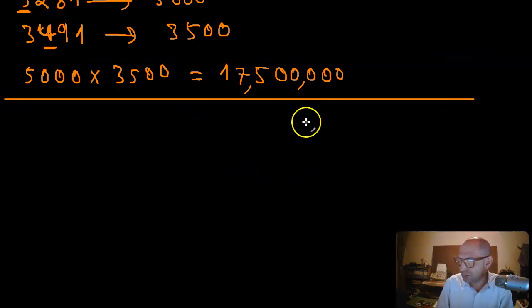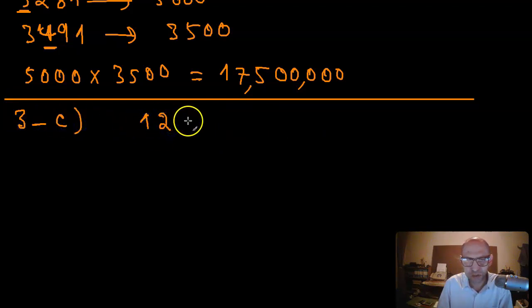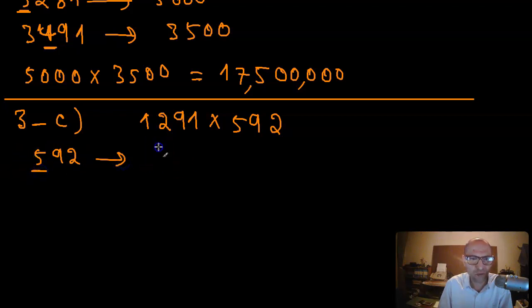So part C of this question, that's 3 part C, which is 1,291 times 592. Now you see this number, if I wrote it as 600, meaning 592 rounded to the hundreds place value, I'm not going to make much change to the value of the number. And still, the calculation becomes very easy, right? Because rounding to the hundreds place value, because of the 9, you have to round up, which means that the 5 becomes a 6 and these two digits are replaced by zeros.